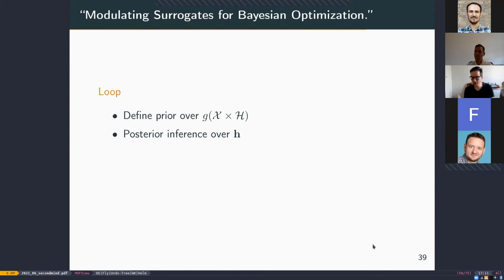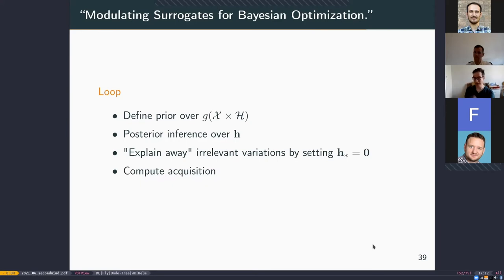And this is this tug and pull between the prior of saying how much are you allowed to explain away using H, because if you're allowed to explain everything, G can always just fit the prior, right? So there's this balance between these two. And then you explain away the irrelevant observations by setting H star to zero, which is the prior mean. And then you compute your acquisition. And now you've computed your acquisition in such a way that you don't take into account all characteristics of the data.